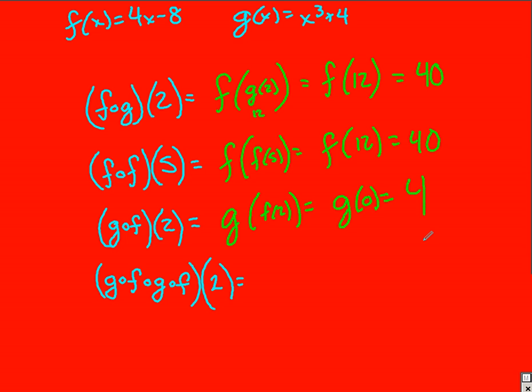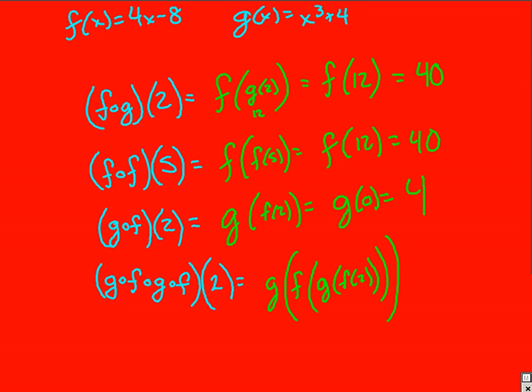This last one, start inside and work out. It looks ugly, but it's really not too bad. So first, let's find what f of 2 is. Then what I'm going to do with that is plug that into g. And then I'll plug that answer into f. And then I'll plug that answer into g again. So one step at a time.